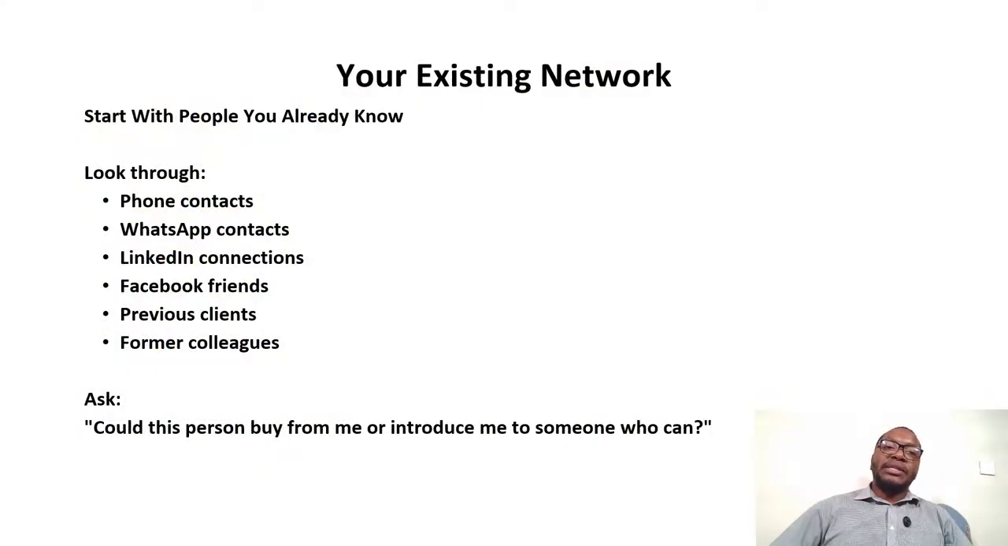So let's start with your existing network. Start with people you already know. What I want you to do, or what this entails, is look through your phone contacts, WhatsApp, LinkedIn connections, your Facebook friends, previous clients, and former colleagues. As you're doing that, the mindset you should have is, could this person buy from me or introduce me to someone who can actually buy from me? It is the mindset or the approach you're using. Don't just get a random 25 people, your 25 closest friends that you drink with or you party with. It's, could this person actually buy from me, and would they benefit from what I'm selling? There's an ethics to it. Would they benefit from what I am selling? Okay, that is the first 25 prospects we want you to generate.